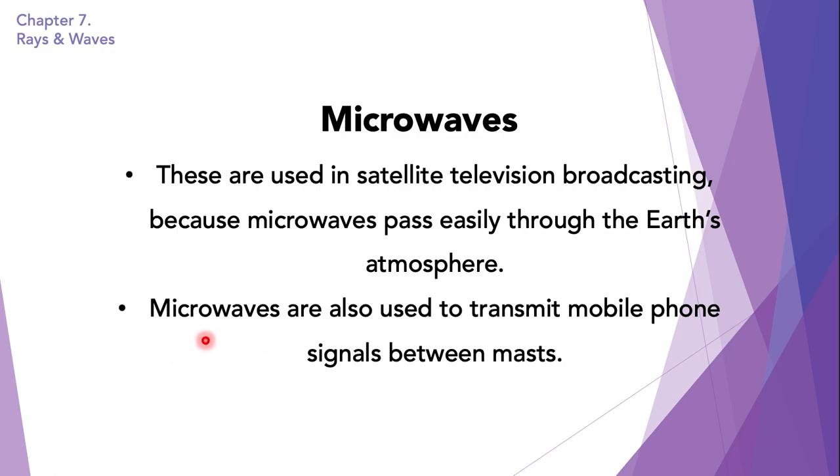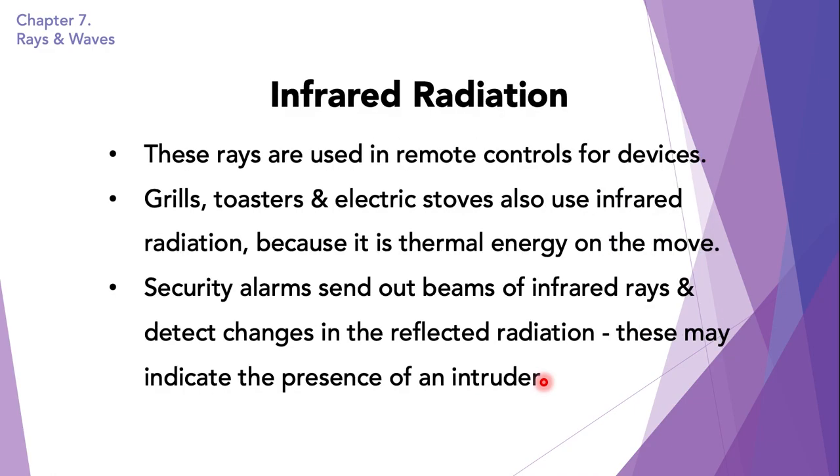The second point is that microwaves are also used to transmit mobile phone signals between masts. After microwaves, we have infrared radiation. So infrared radiation has a lot of uses. The first use of these rays is in remote controls for devices.